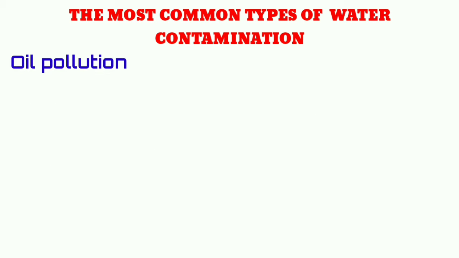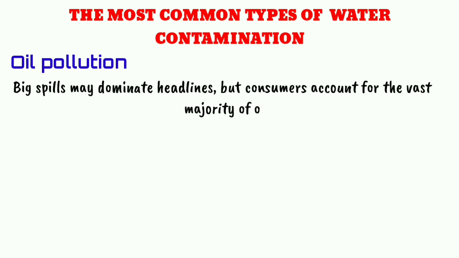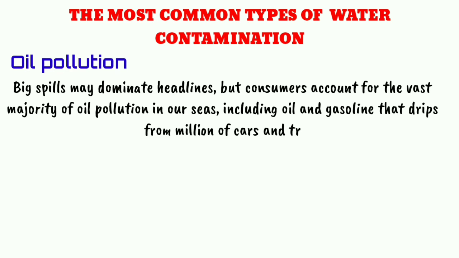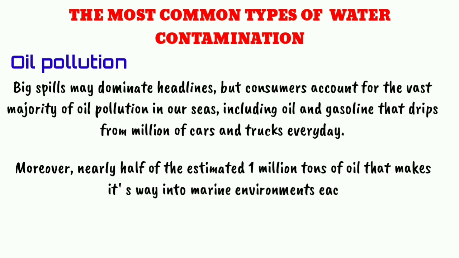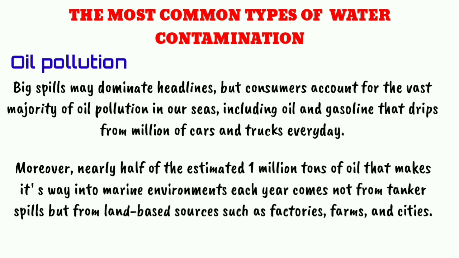Oil pollution. Big spills may dominate headlines, but consumers account for the vast majority of oil pollution in our seas, including oil and gasoline that drips from millions of cars and trucks every day. Moreover, nearly half of the estimated 1 million tons of oil that makes its way into marine environments each year comes not from tanker spills but from land-based sources such as factories, farms, and cities.